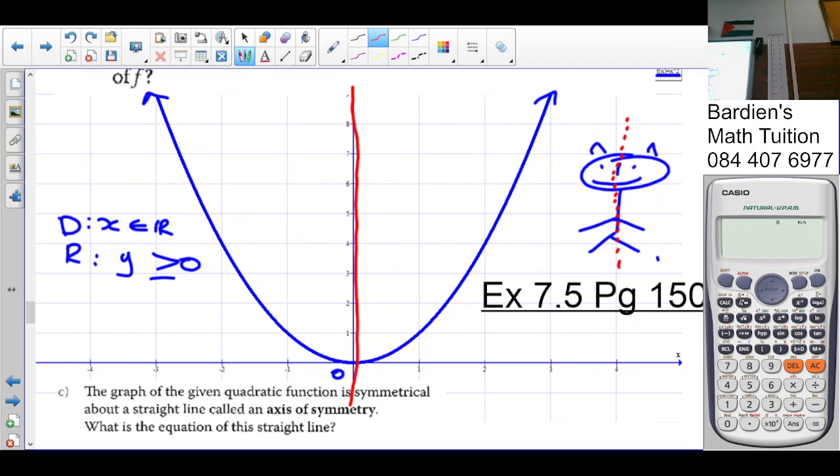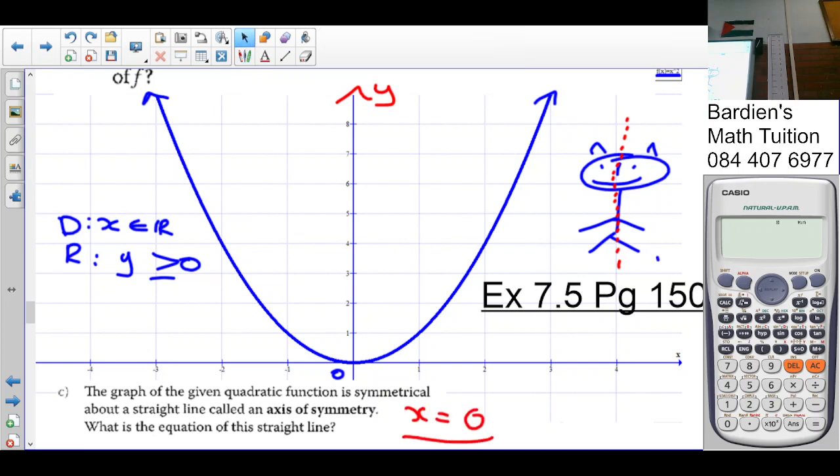But read the question. Why is that the line of symmetry? Because what's on the left of the line is the same as what is on the right side. But coming back to the question, what did the question say? What is the equation of this line? So what's the equation of your y-axis? x is equal to 0. That is the equation of the y-axis.